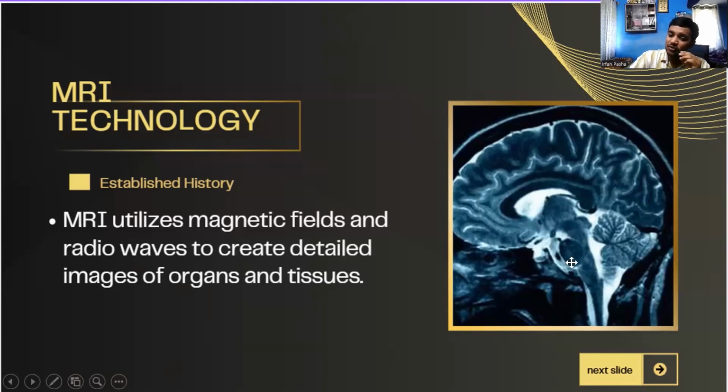For example, if something is wrong with your brain, there may be some minor cracks, minor tissue tears or tissue pulls. How will you get to know? That is done by MRI scanning.